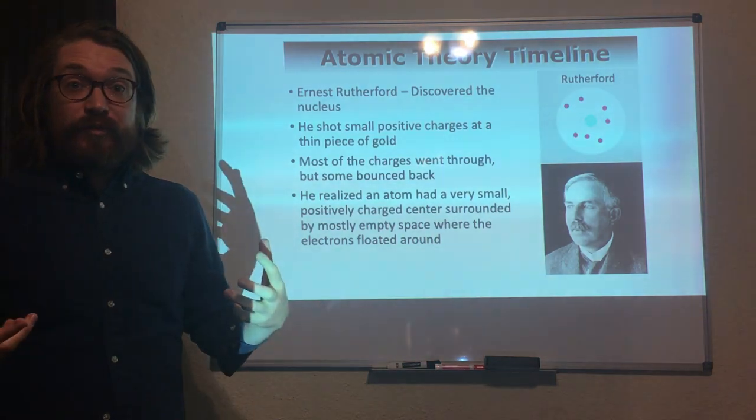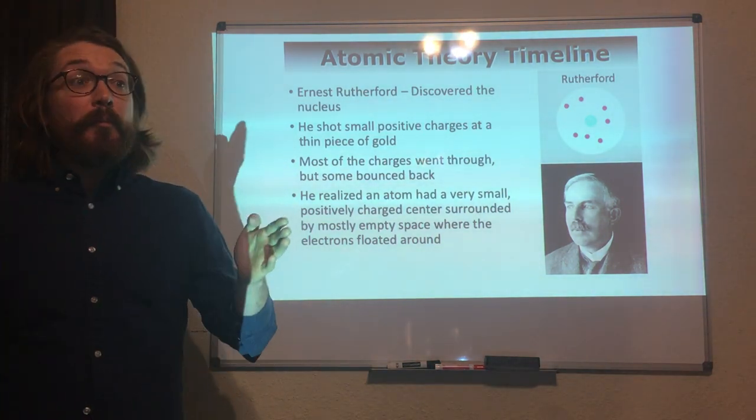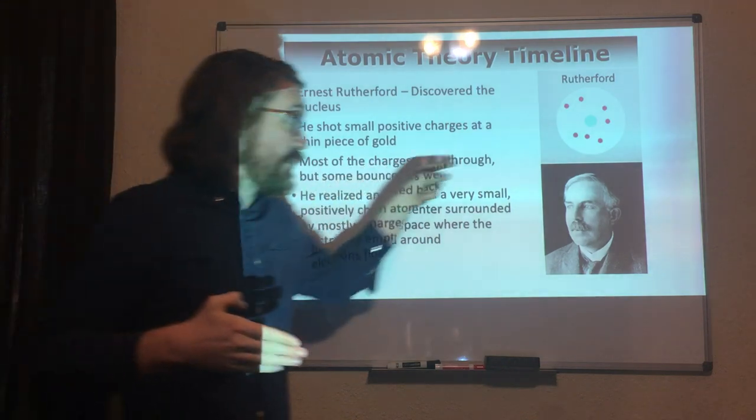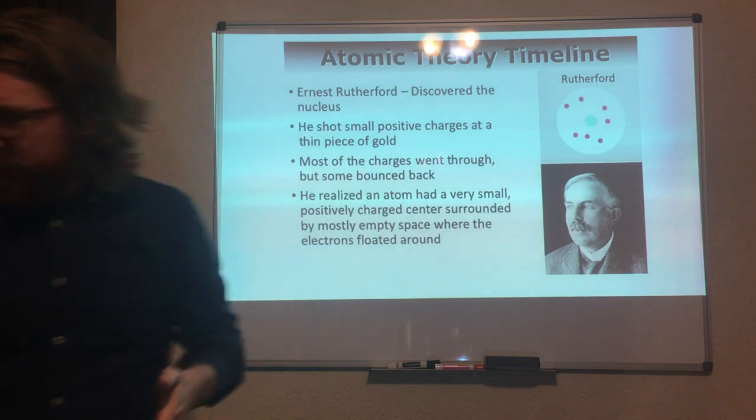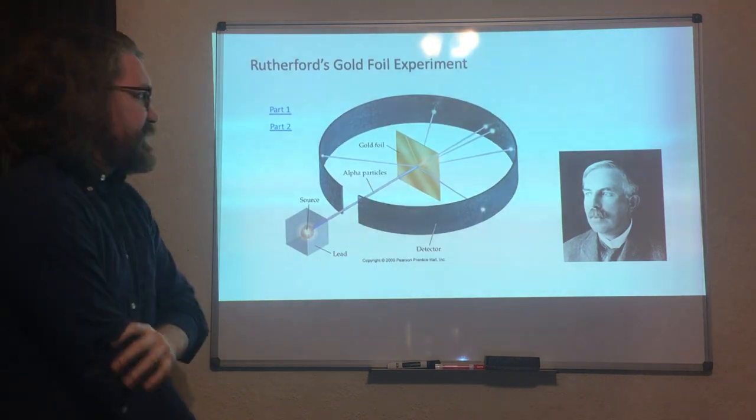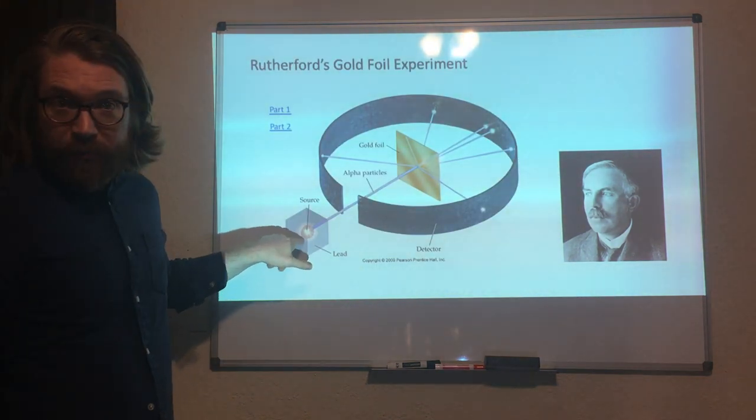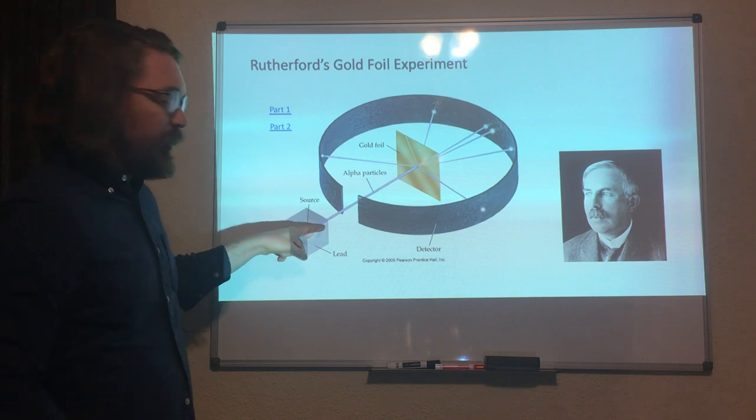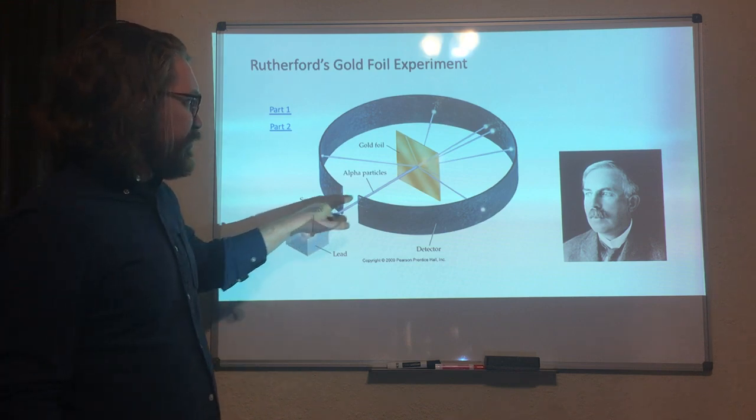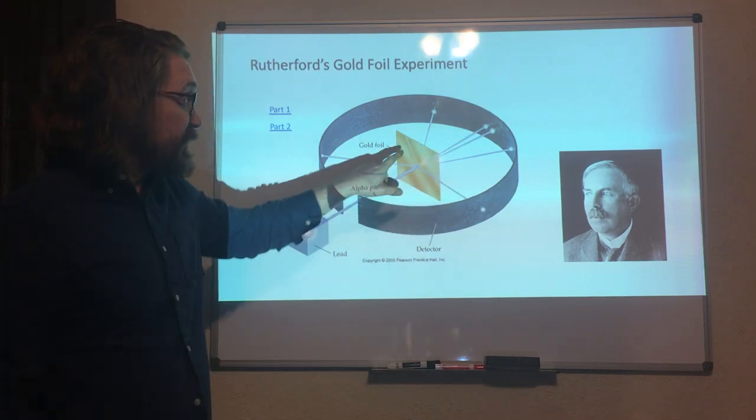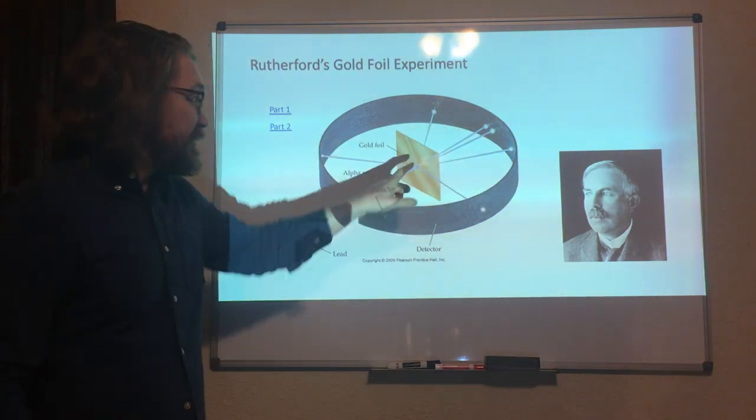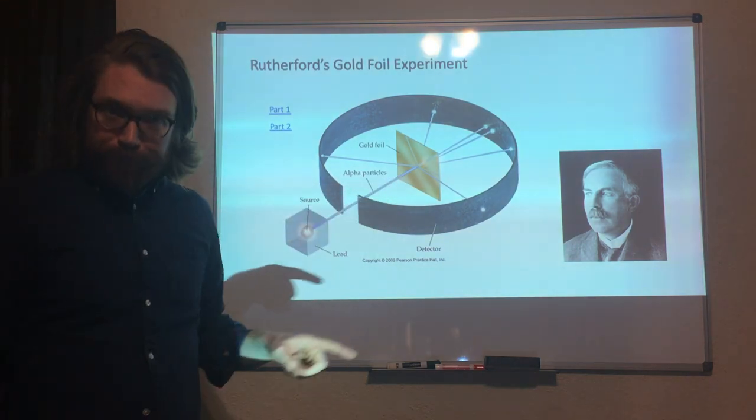He also realized the nucleus had to be really small because most of the positive particles were going through the atoms. Only a small amount were bouncing back. Just to give you a look at his setup, here is where he was getting the positive particles. They're called alpha particles. Those alpha particles were going through the gold. Most of them went through the gold, but some of them bounced, and some of them bounced straight back.